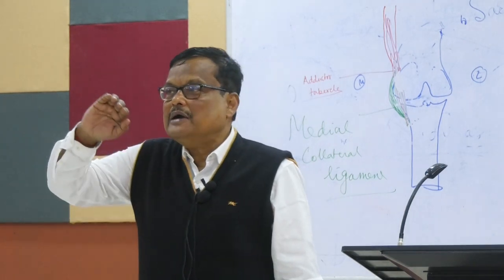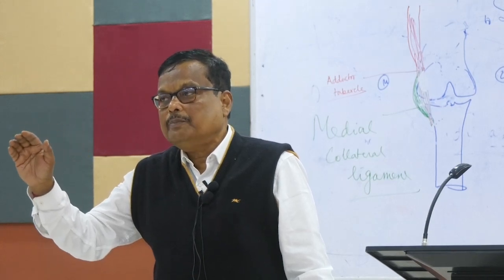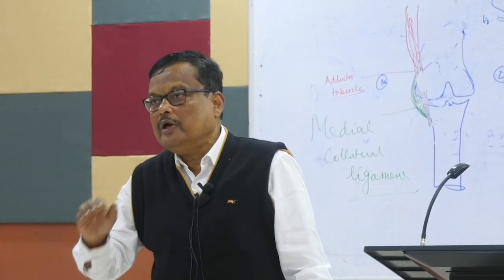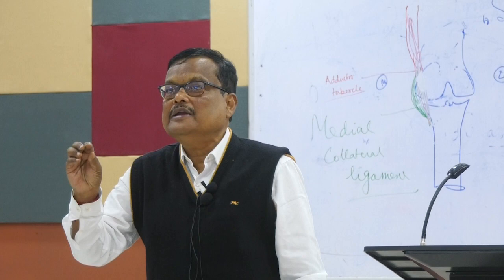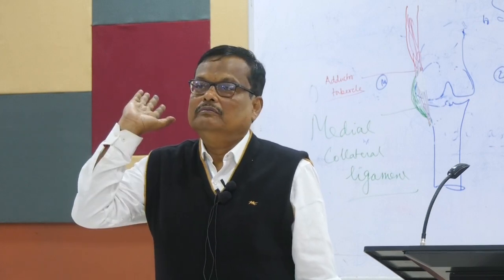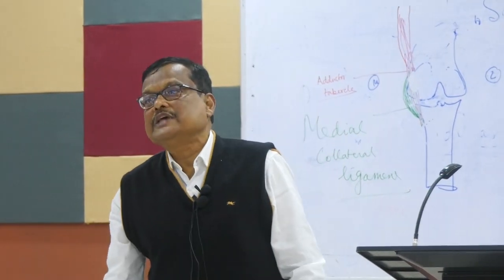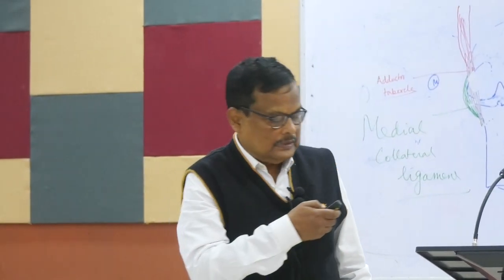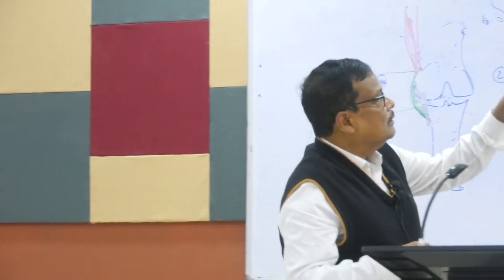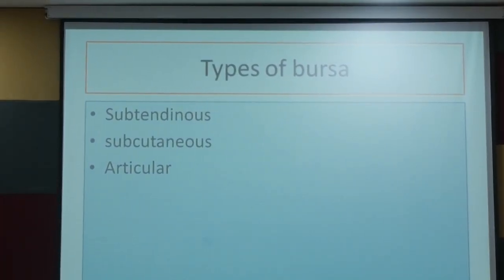So that bursa is nothing but a sac made up of a synovial membrane. Within this sac, there is a thick, glary, lubricating fluid. For that reason, another name of this bursa is synovial bursa. There are different types of bursa: subtendinous, subcutaneous and articular.